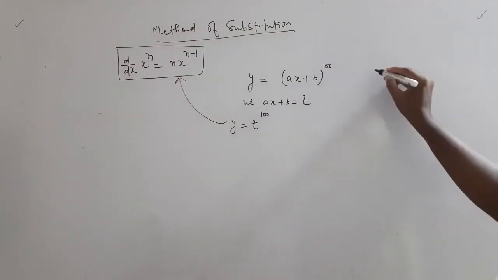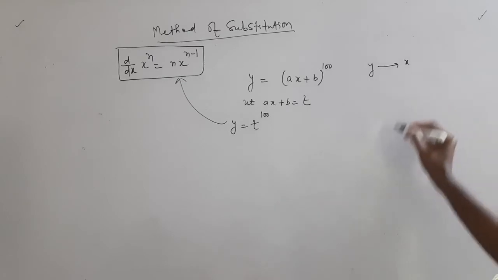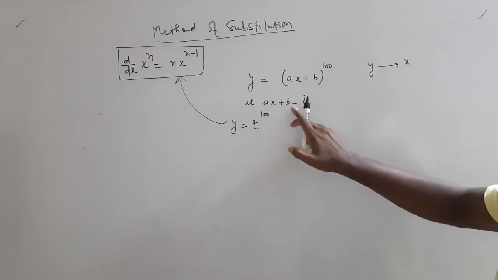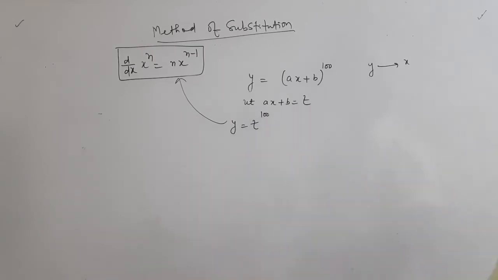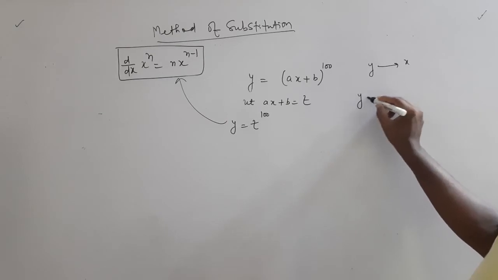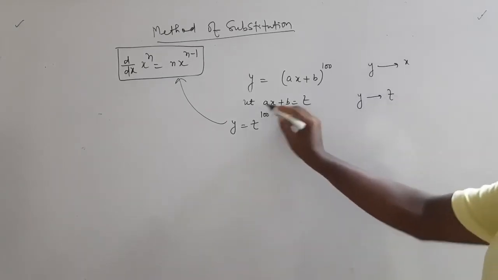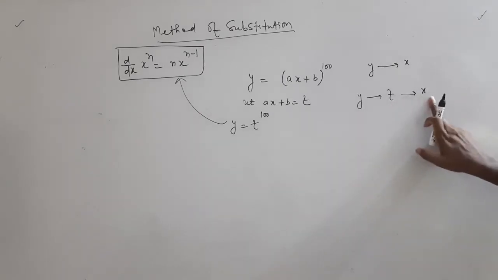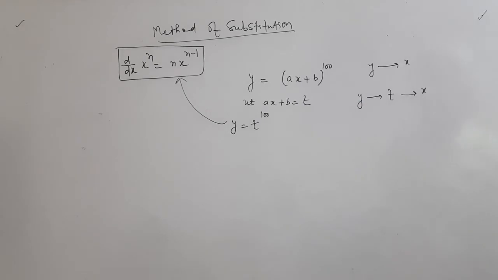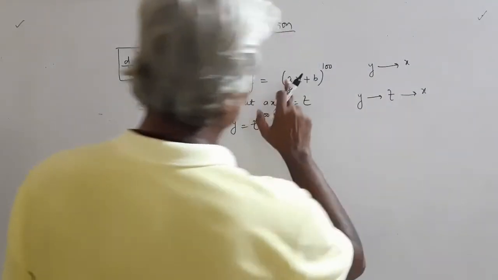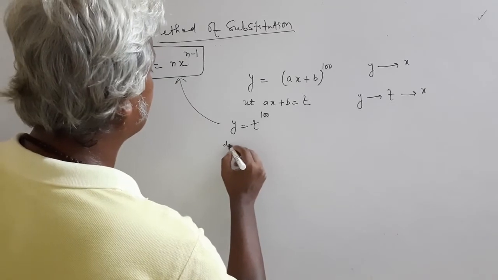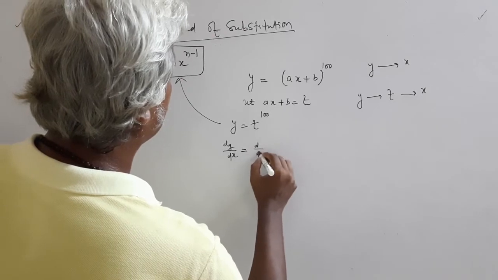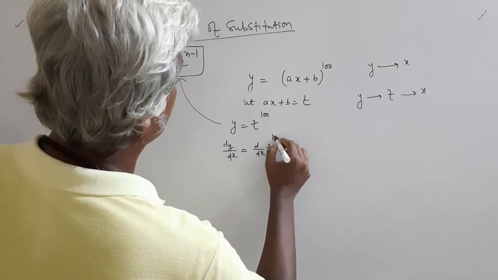y was the function of x, and now you are finding dy by dx. Now you have substituted ax plus b as t, so now y has become a function of t. So by substitution y has become a function of t and t is a function of x. So it means y is related to t and t is related to x just after this substitution. And since we have to differentiate this function with respect to x, we'll write dy over dx as d by dx of t to the power 100.